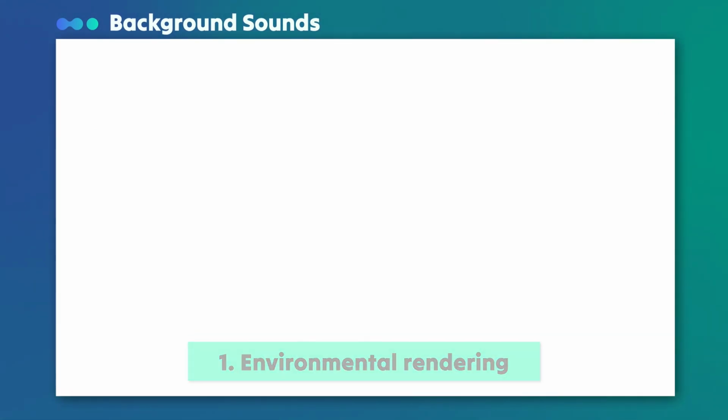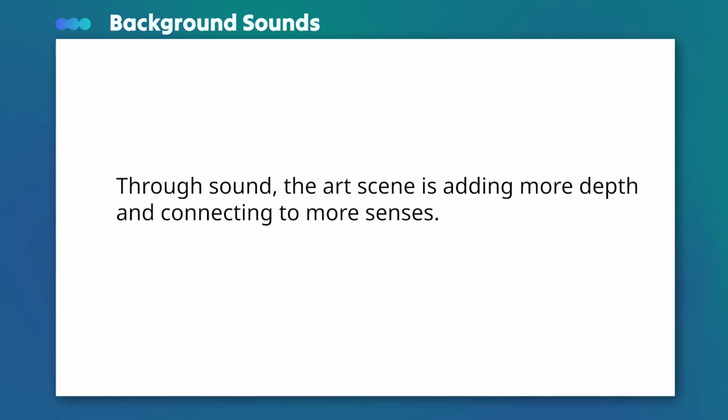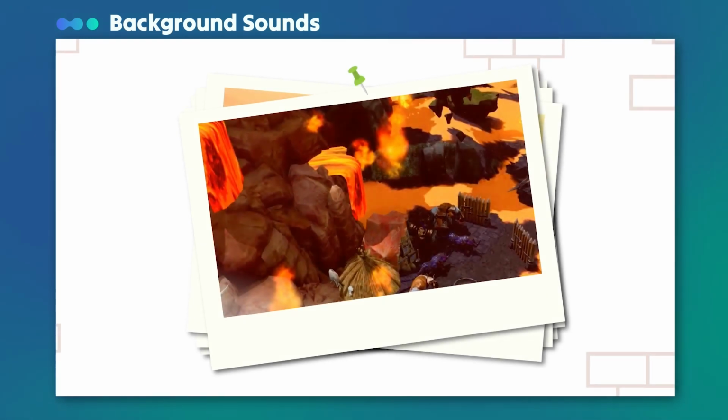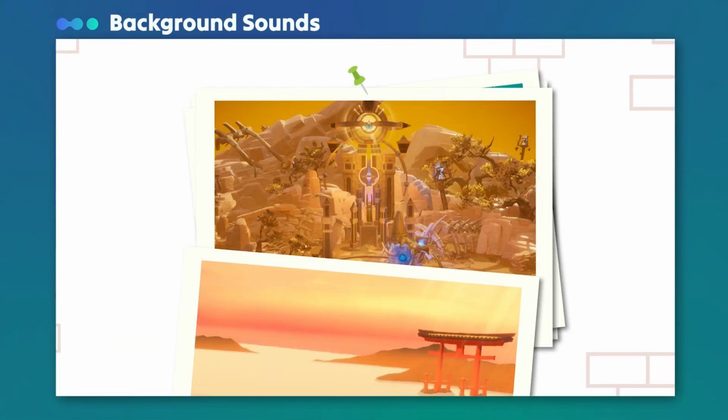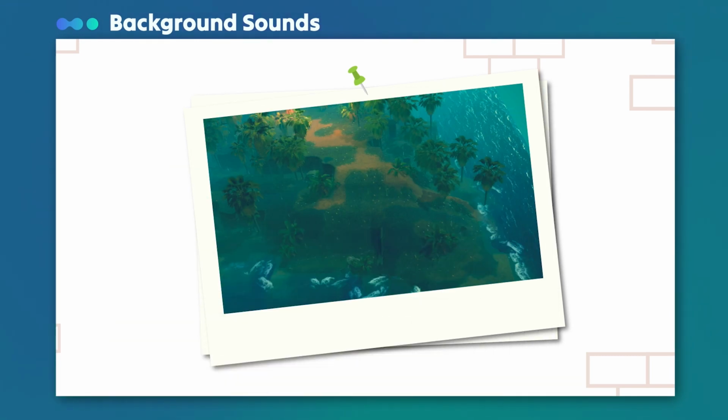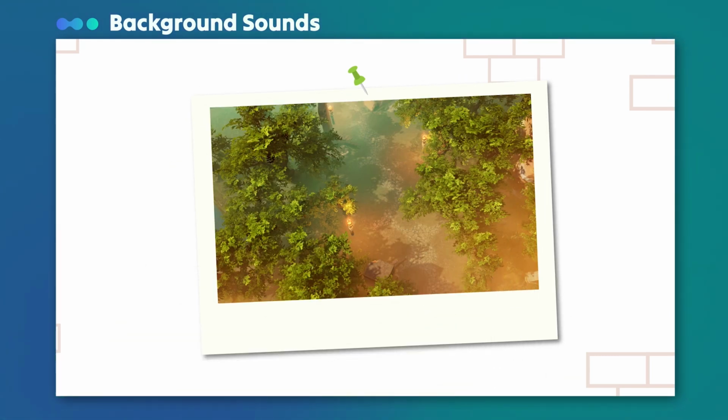Environmental rendering. Through sound, the art scene is adding more depth and connecting to more senses, such as for the rendering of lava map. For the rendering of large scenes, such as sky, desert, forest, etc., the player has a more three-dimensional and multi-dimensional experience. Sound can be used with scene art to extend the explanation of the scene.